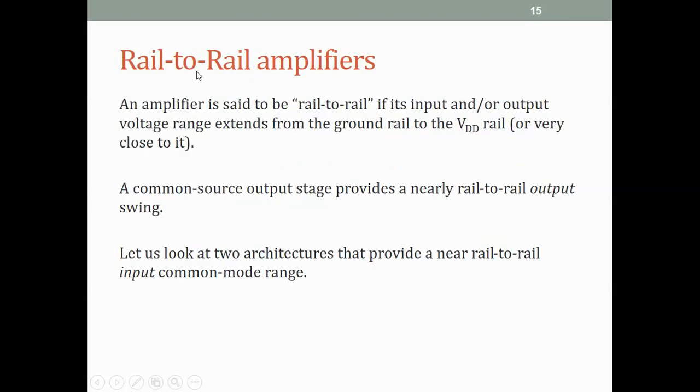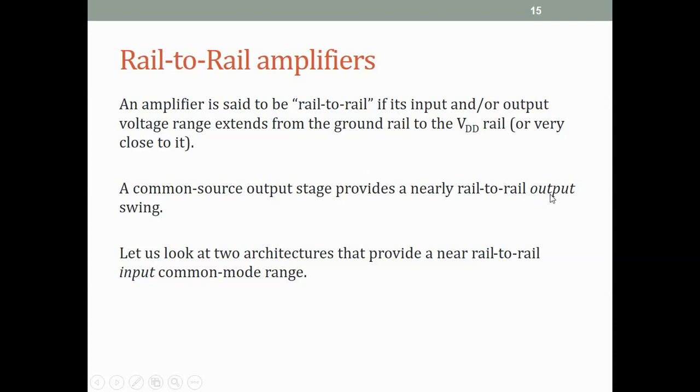So an amplifier that has an ICMR, let me just read this. An amplifier is said to be rail to rail if its input and or its output voltage range extends from the ground rail to the VDD rail or very close to it. So this may be ground or this may be minus VSS. It's basically the rail that runs across the entire chip.